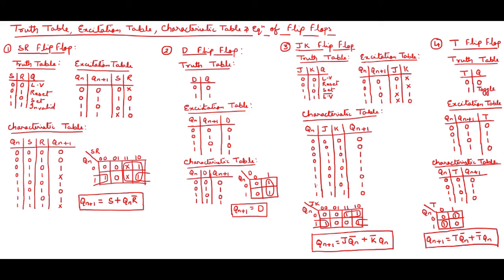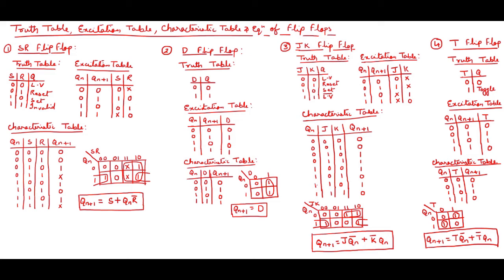You can see present state and next state, and T is over here. So 0 is there, I want 0, so obviously T will be 0. 0 is there, I want 1, T should be 1, then it will toggle. 1 is there, I want 0, toggling is required, so I will give 1 over here. 1 is there, I want 1, toggling is not required, I will give 0 over here. So this is the excitation table of T flip flop.